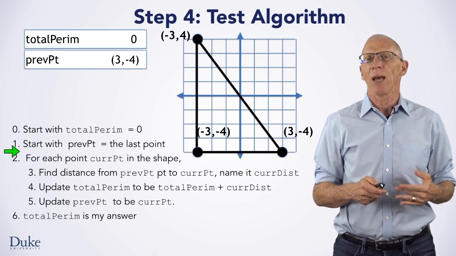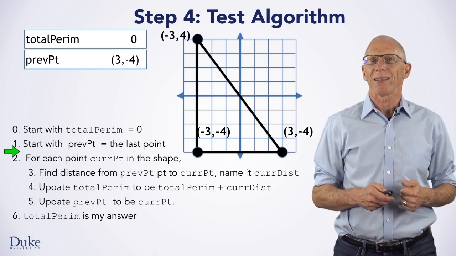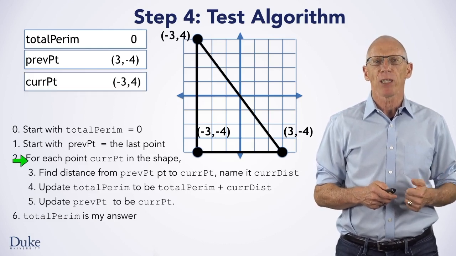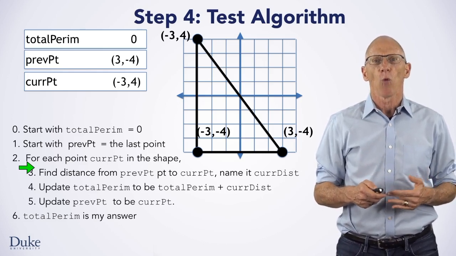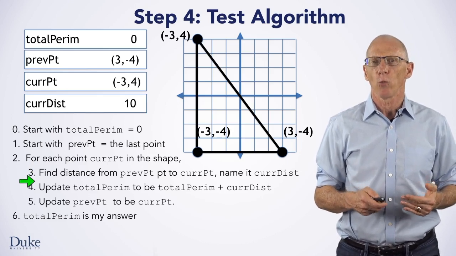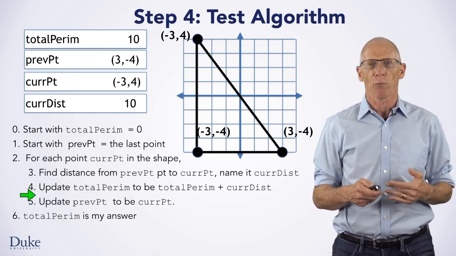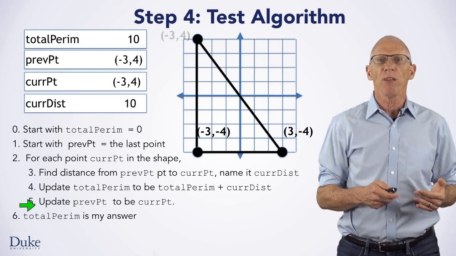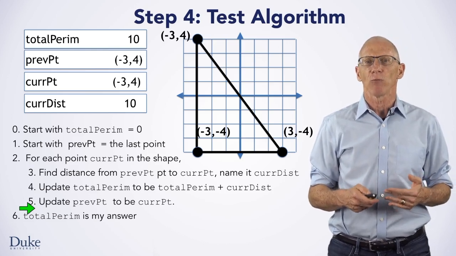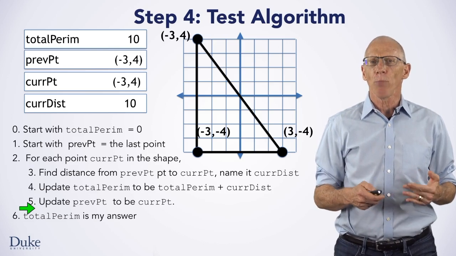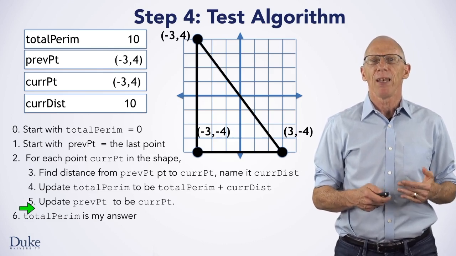Next, we're going to do the steps for each point. So we need to start at the first point, which is this one at the top of the diagram. And that will be the initial value of cur point as we enter the for each repetition. Then we'll find the distance between these 2 points, which is 10. And we'll update total perim to be 10, 0 plus 10. And then we'll update prev point to be cur point. Now we're at the end of our for each repetition. So we'll update cur point to be the next point in the shape, which is -3, -4.